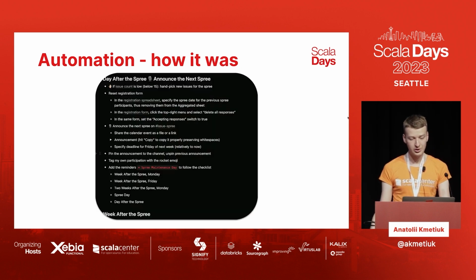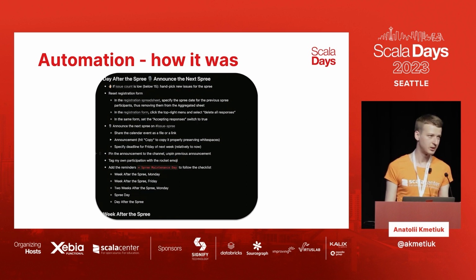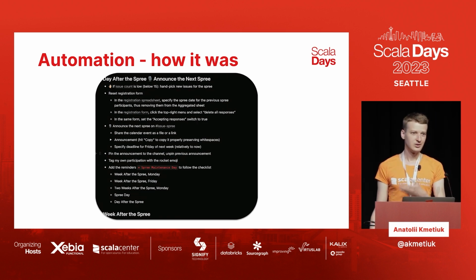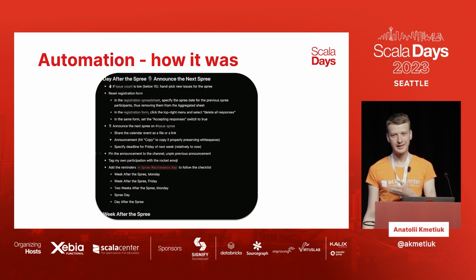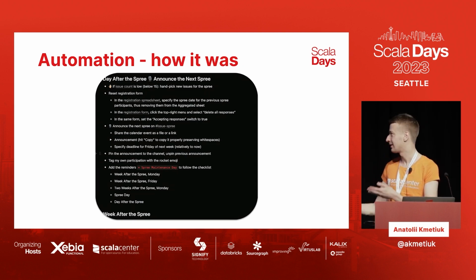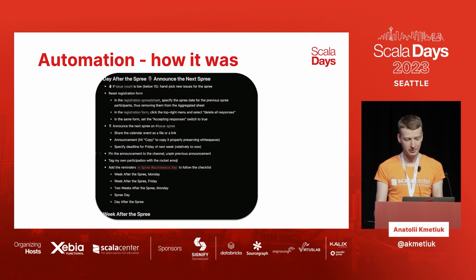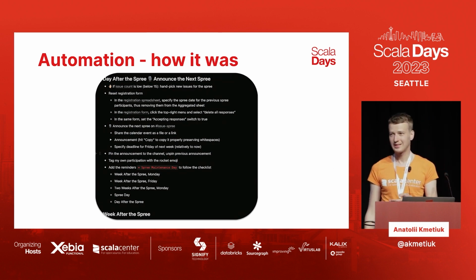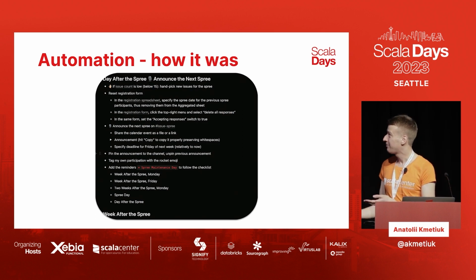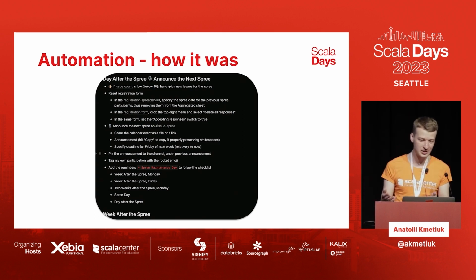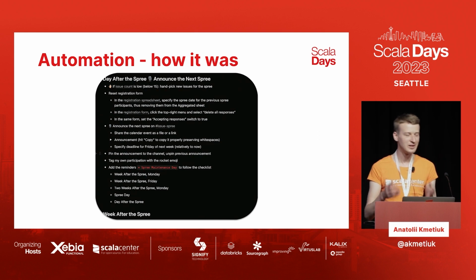Initially, you can see here a screenshot of what I had to manage this spree. And this is a checklist. It is a checklist that tells you exactly which steps you need to take to make the spree happen on every single day or every single week of the spree. Here, for example, this particular entry of the checklist is titled the day after the spree. And there are precise steps that you need to take, with all the links that you need to click to do it.